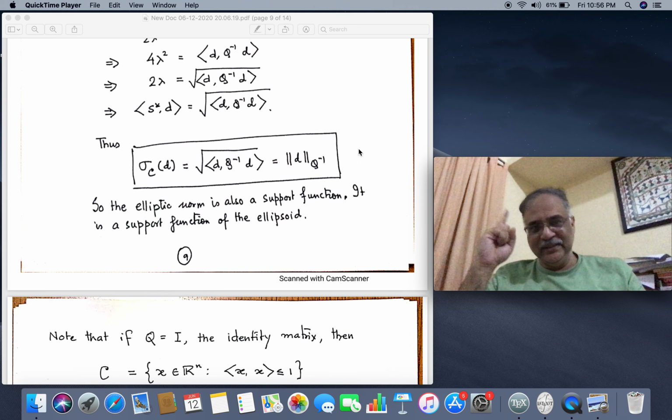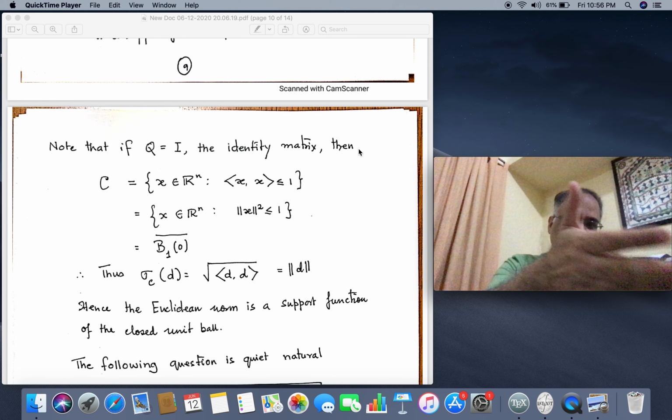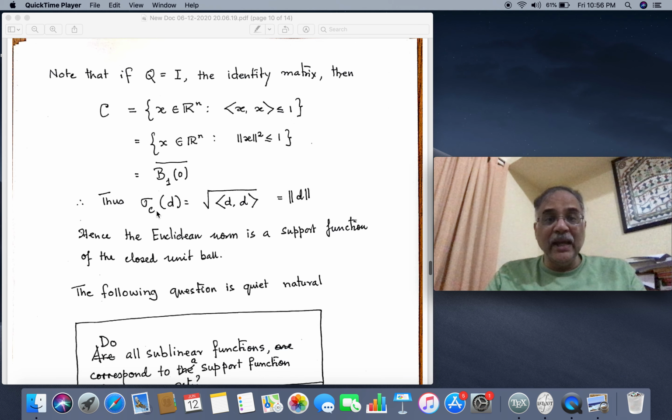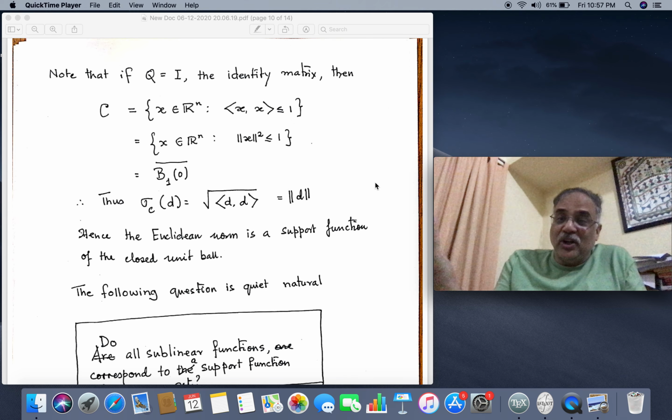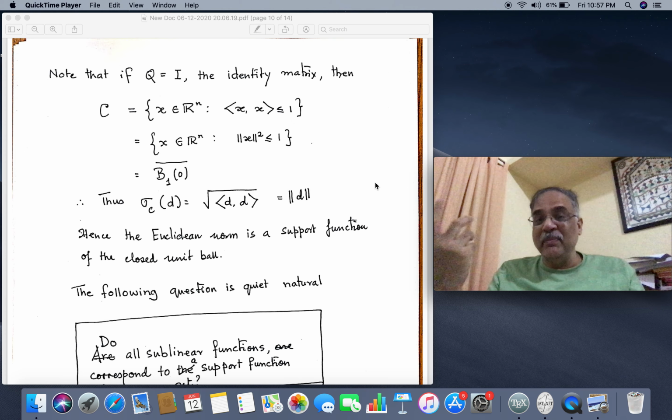Now if I take Q to be the identity matrix, then using what we have just studied, putting Q equal to identity, we will know that the set C, which was the ellipsoid, will now become the closed unit ball in Rn, and its norm is nothing but the Euclidean norm. So norm is a support functional of the unit ball. So you are having a new view of the function norm itself. It's a support function. So any norm is actually a max function.